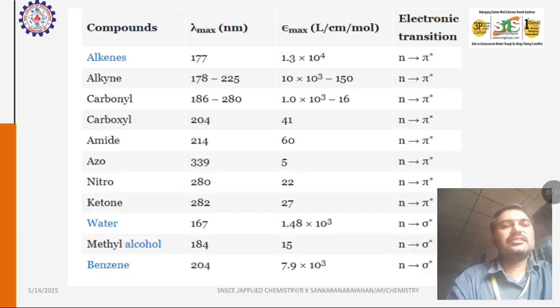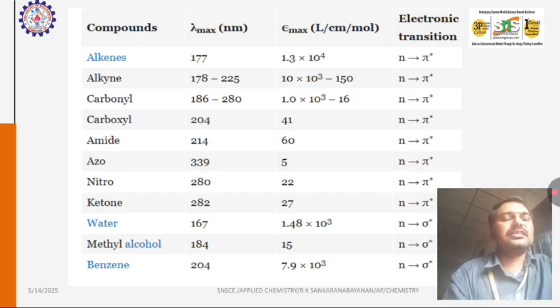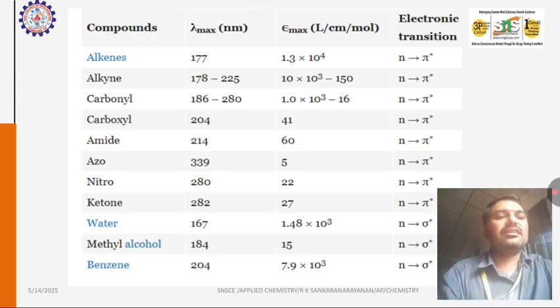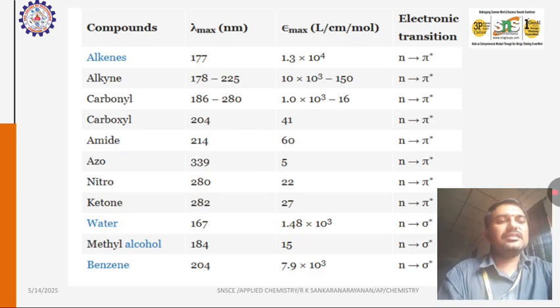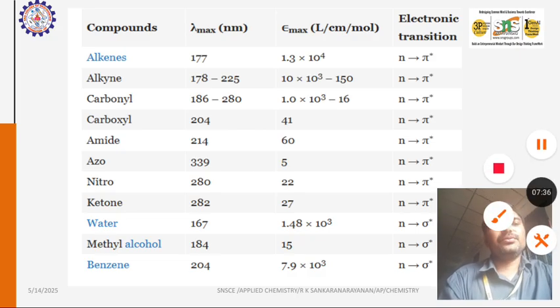Here you can see some energy levels. Alkenes absorb at 177 nanometers, which is a pi to pi star transition. All the chromophores, such as keto, nitro, azo and amide, absorb the energy and move to the higher level.